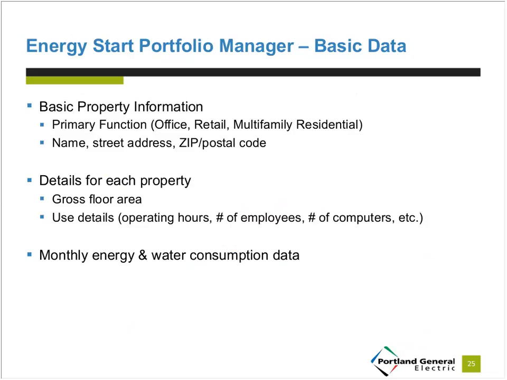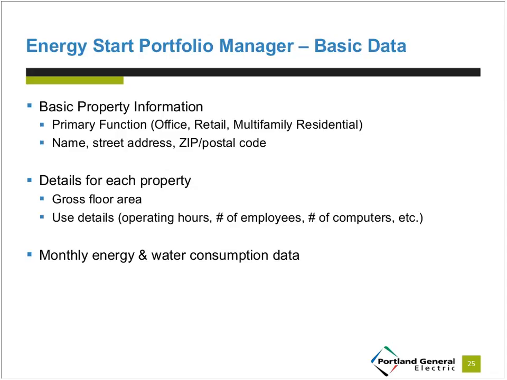So the types of information you need to put into the tool is fairly basic. You need to tell them what your primary function is. Are you an office building, retail building, multifamily, residential? You put in your address. You can also put in your square footage, your gross floor area, and then your use details. What are your operating hours? How many employees do you have? What type of equipment is in there? What do you have at your location? And then you also put in your monthly energy and water consumption data.